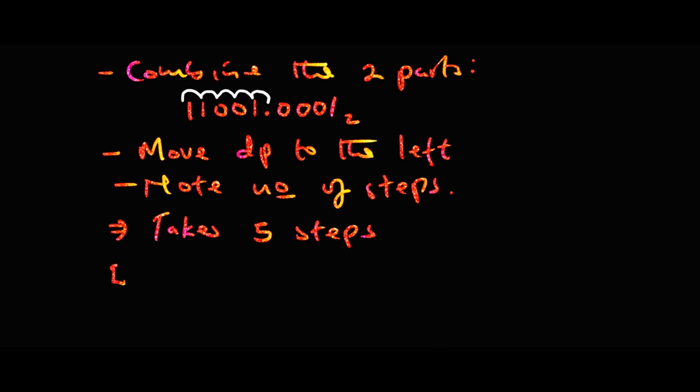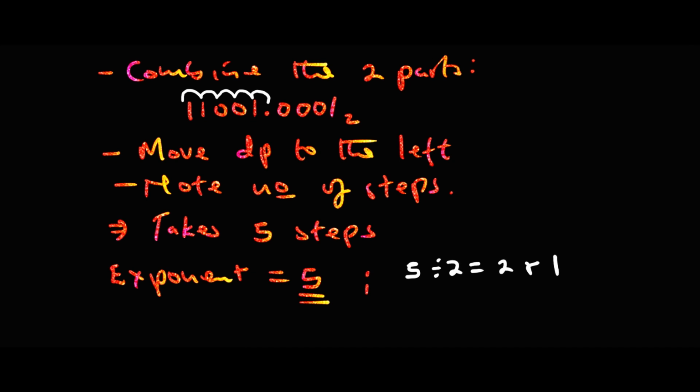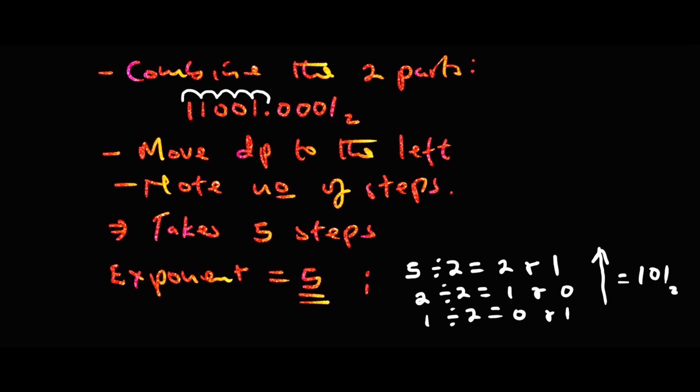So it therefore means that the exponent is 5. But we have to write this in binary numbers. So we're just going to convert it to binary. We have 5, we divide by 2, that will be 2, remainder 1. Then 2 divided by 2 is 1, remainder 0. And then 1 divided by 2 is 0, remainder 1. And then you read that upwards. And as you can see, that is 1, 0, 1. So that is what we have for the exponent.